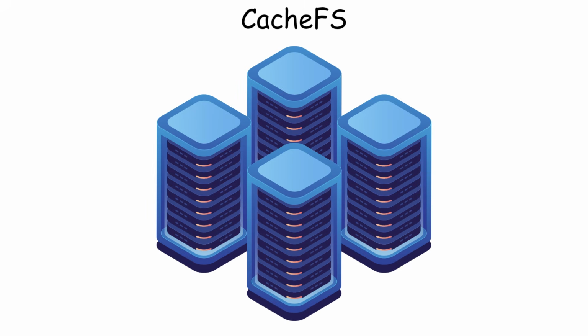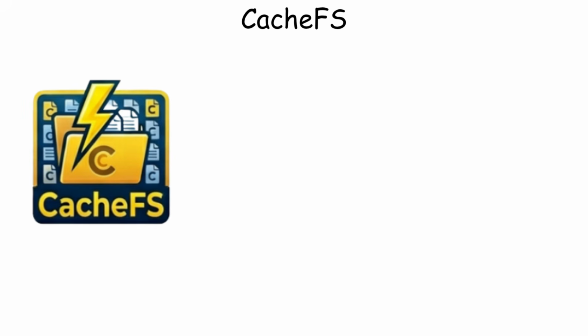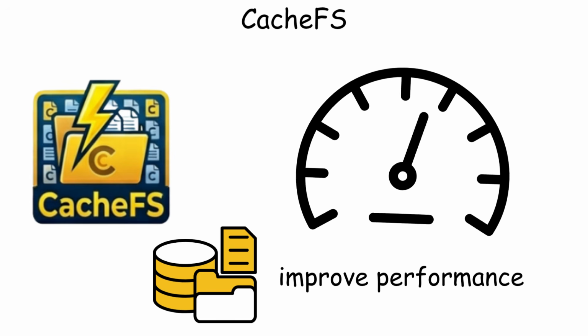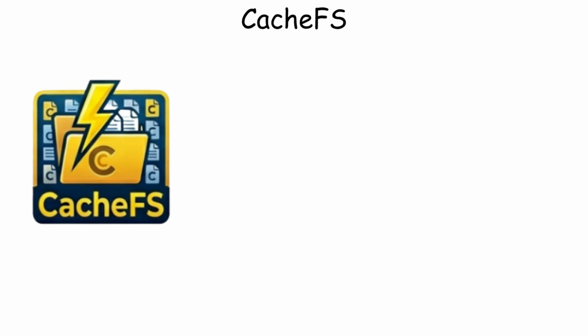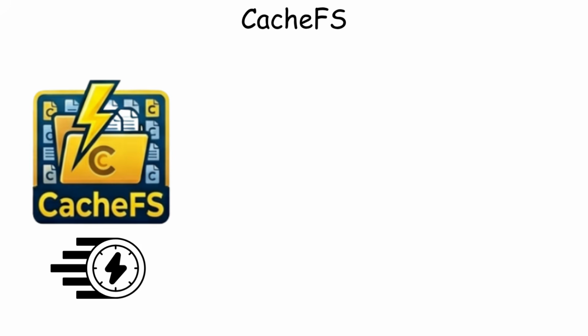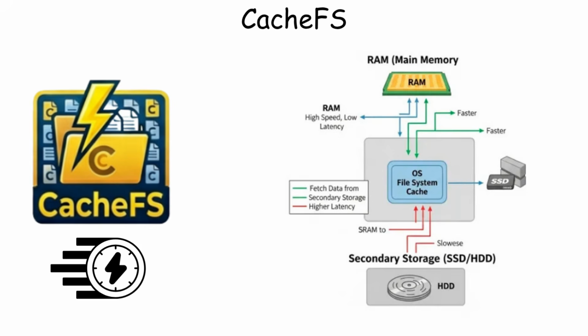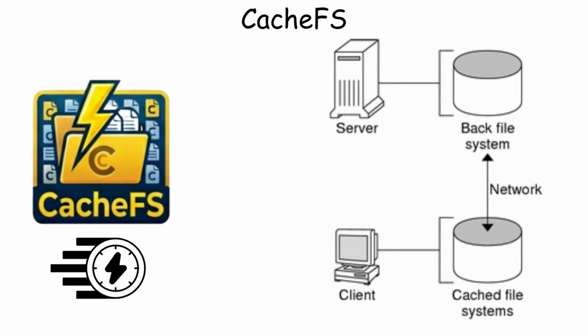In some environments, systems like CacheFS are used to improve performance rather than store primary data. CacheFS is a caching file system that accelerates access by storing frequently used data from slower or remote storage onto faster local storage. This improves responsiveness, especially in network-based environments.